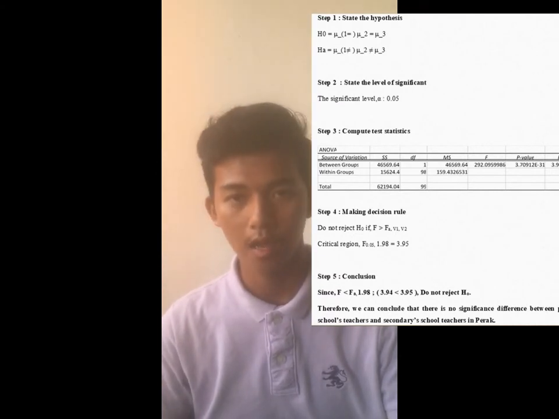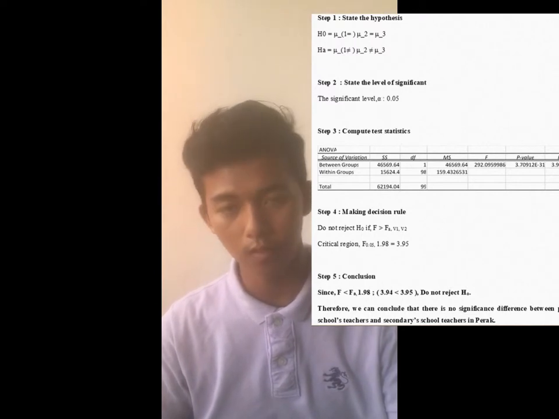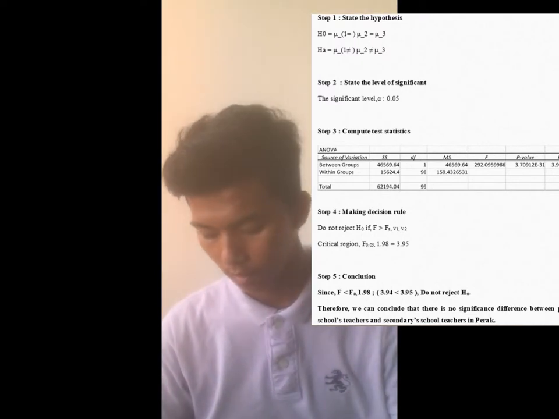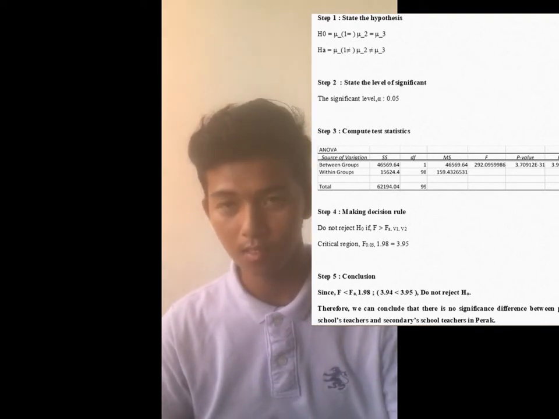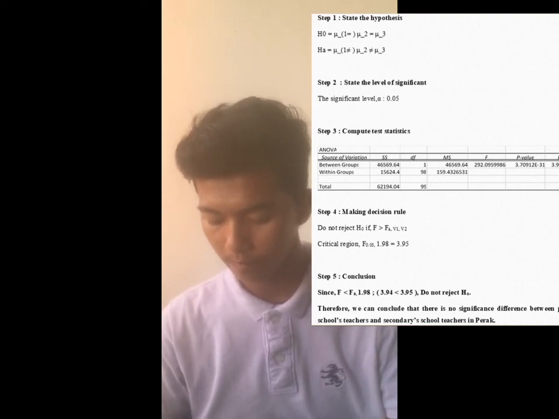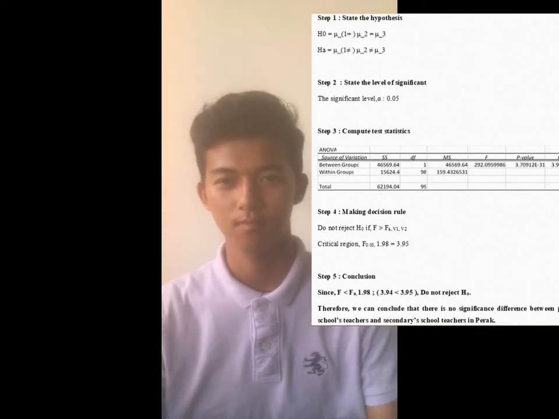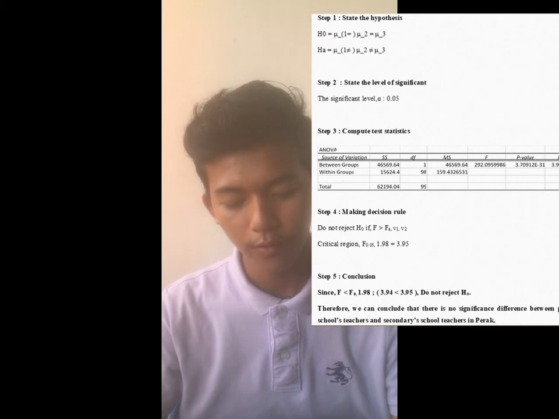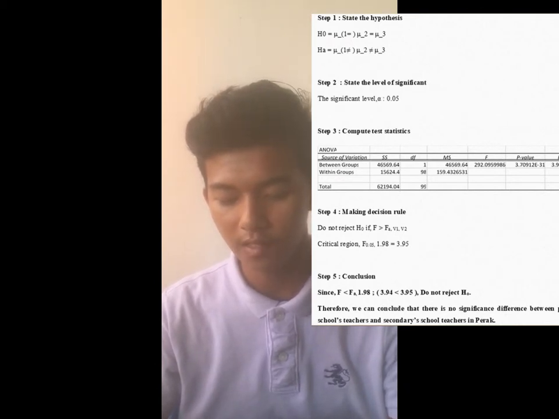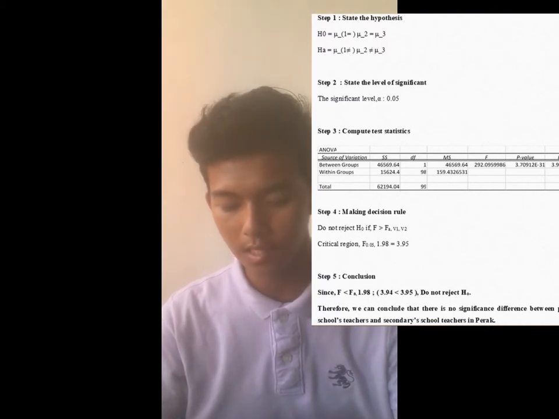Since F is less than F alpha, 1.98 is less than 3.95, we do not reject H0. Thank you. Therefore, we can conclude that there is no significant difference between primary school teachers and secondary school teachers in Perak.